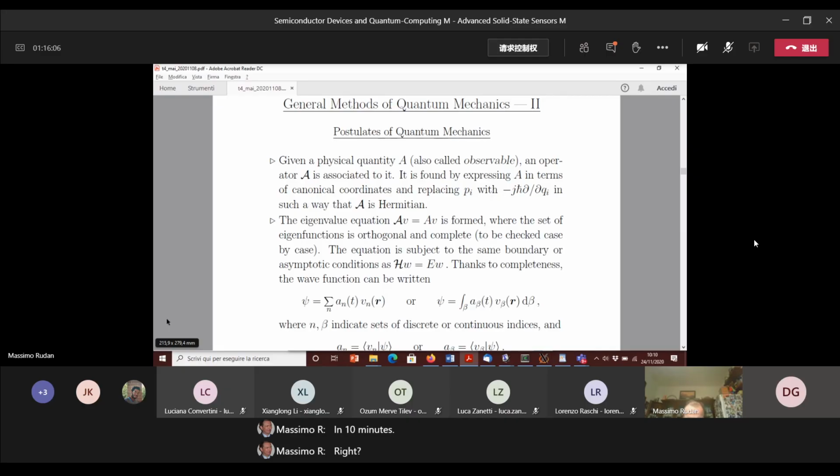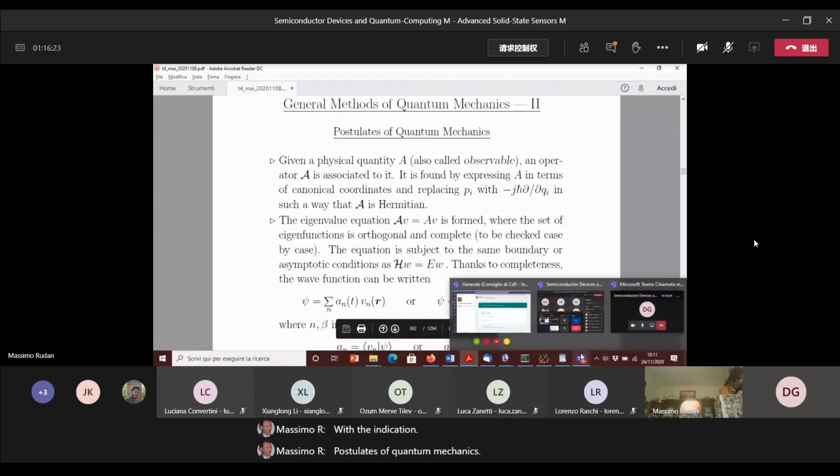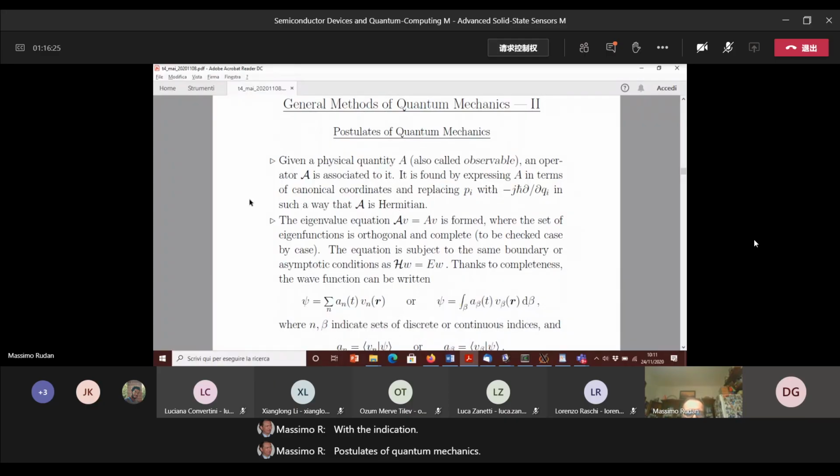Okay, so let's continue. You should be able to see a screen with the indication postulates of quantum mechanics. And we now list the postulates by repeating substantially what was said in the end of the previous hour.